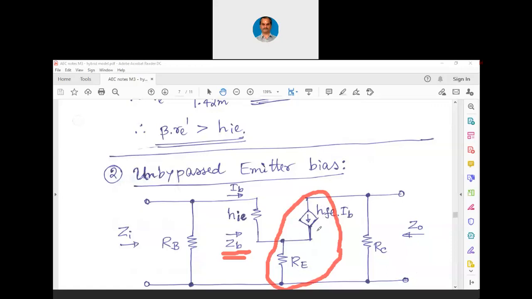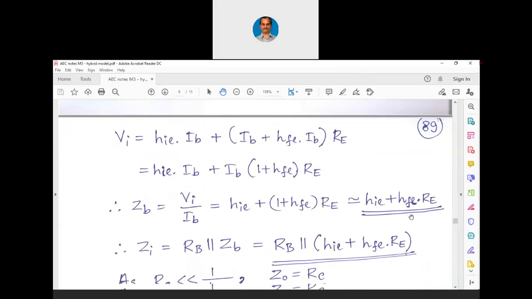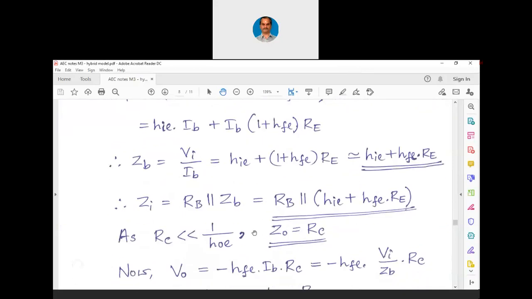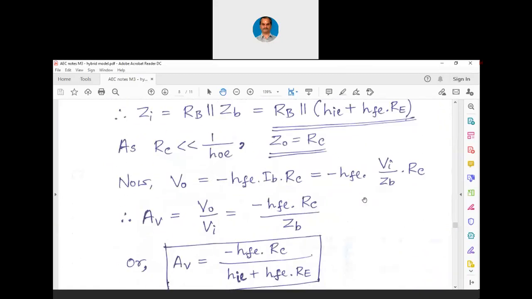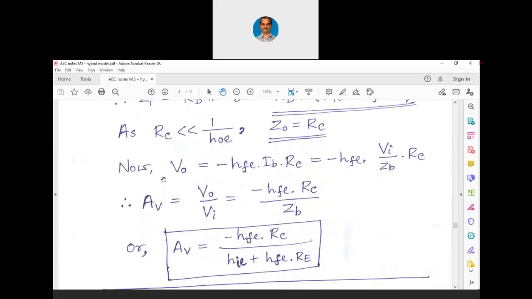That way, we can ignore the effect. Fine, let me proceed now. Now, as RC is, this I have already told. Now, let us find an expression for voltage gain. V0 is minus HFE into IB into RC at the output.